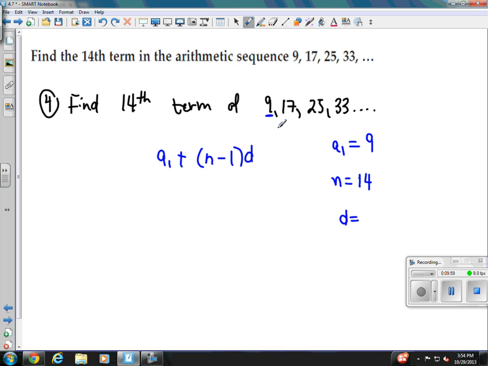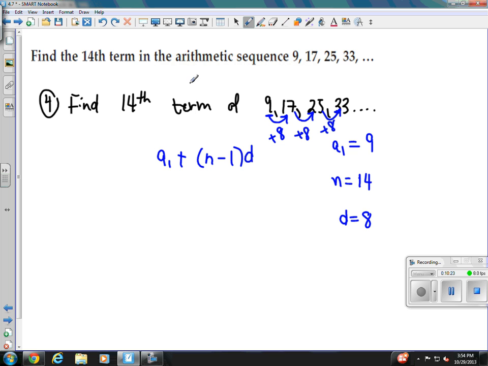Now the last thing I need to find is d, our common difference. So I have to figure out how far apart 9 and 17 are. 9 is 8 away from 17, so I have to add 8. 9 plus 8 is 17. And 17 to 25, I add 8. And then 25 to 33, once again, I add 8. So my common difference is a positive 8.